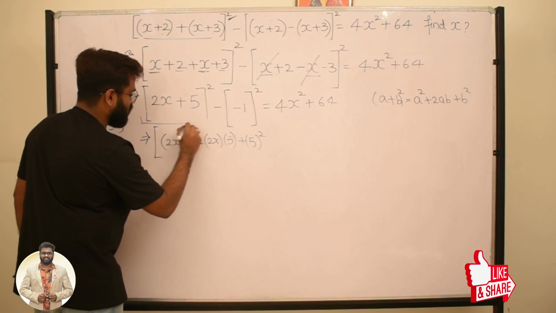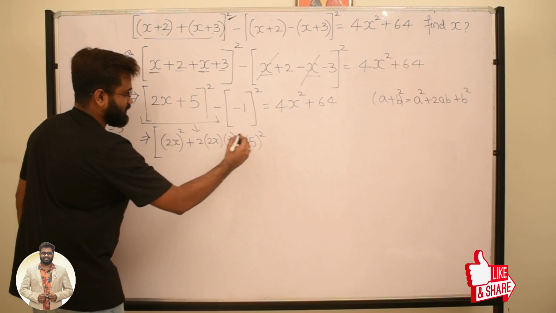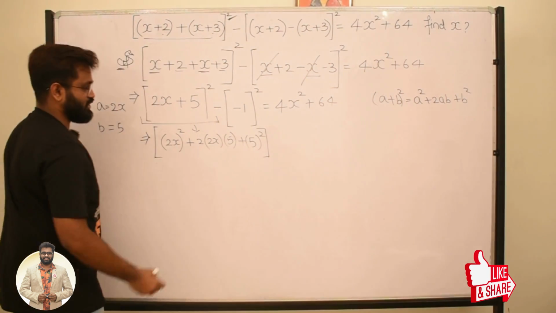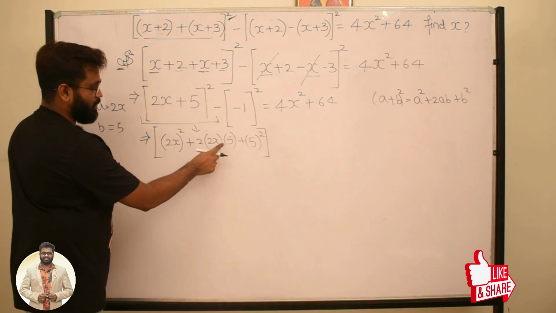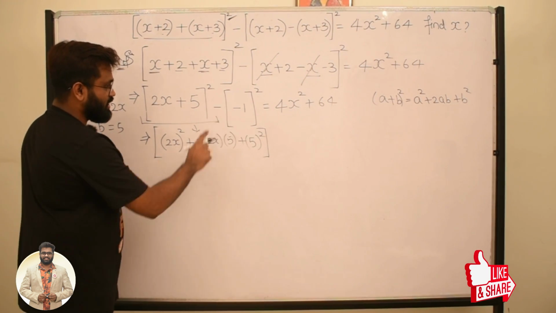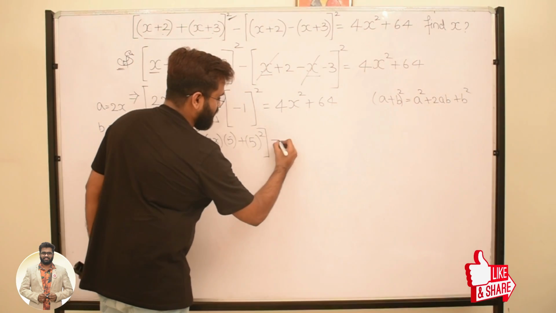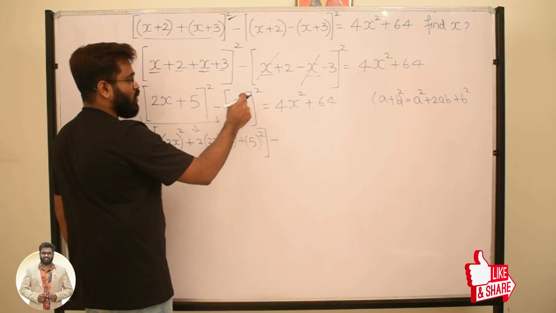I have reduced this into this. So I will keep this bracket as it is. To make you understand, this is a² + 2ab + b². This minus remains the same. So I just have to subtract 1 whole square.